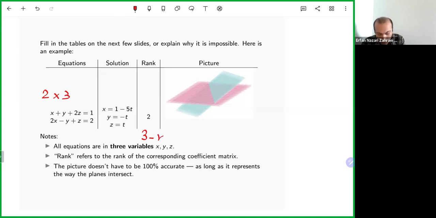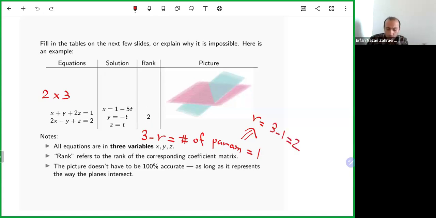Rank is r, let's say, and we have one parameter. That's the number of parameters. According to that theorem, the number of parameters is the same as n minus r, which is 3 minus r. But for the number of parameters, I see that it's one parameter. So from this, I can actually compute the rank as 3 minus 1, which is 2. So rank is 2. So if you actually write down the augmented matrix and do the row operations to get the RREF, you should see that you have two leading ones. And the picture is like two planes intersecting.